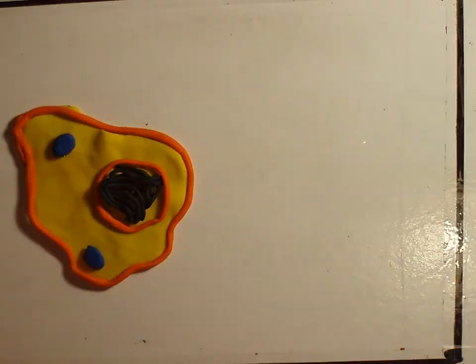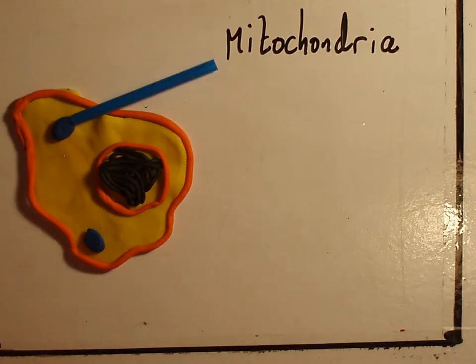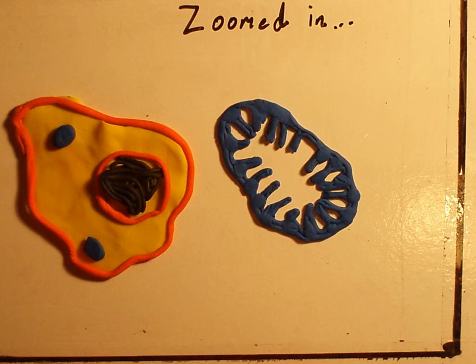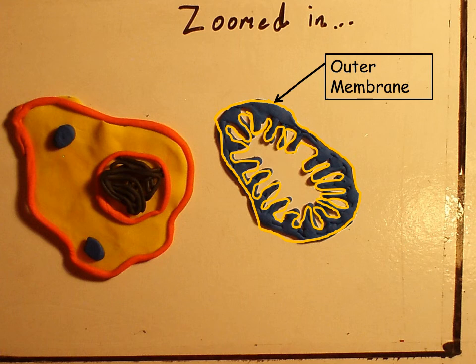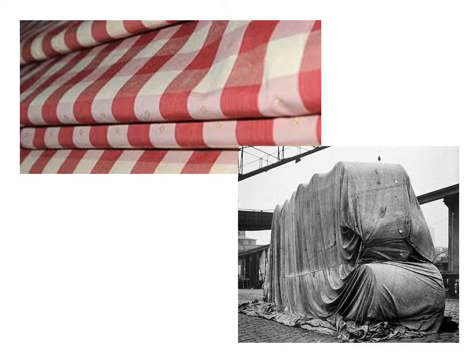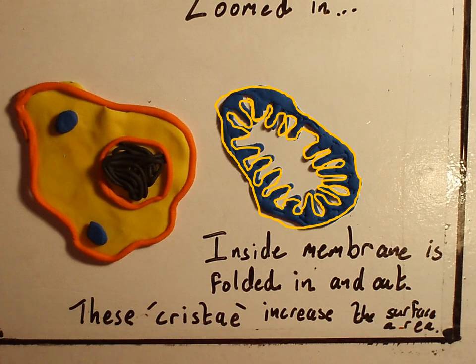Okay, these little blue blobs, I've done them to represent mitochondria. Now, we'll be going into respiration later on, but for now, the mitochondria are where most of the cell's respiration is carried out. And if we zoom in a little on the mitochondria, it's got a quite specific structure. It's got an outer membrane that surrounds it, and it's got an inner membrane as well. The inner membrane is folded in and out, kind of like if you were to fold a load of cloth in and out. These little foldings are called cristae, and they increase the surface area across which respiration can happen.